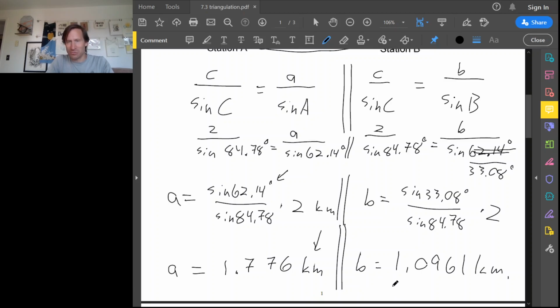Okay, great. Just as a quick sanity check, since the side little b is shorter, the angle big B ought to also be smaller than the angle A, and that's true because the angle B was 33 degrees and the angle A was 62 degrees, so it makes sense that little b is shorter than little a. All right, so pause the video here and try problem 2.